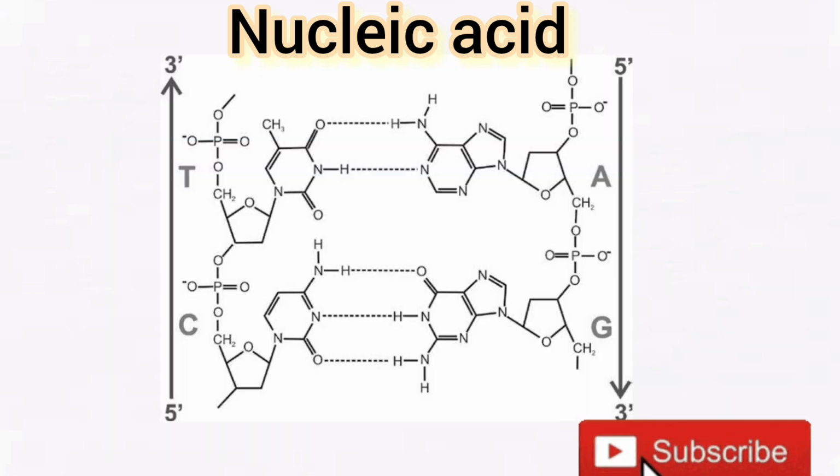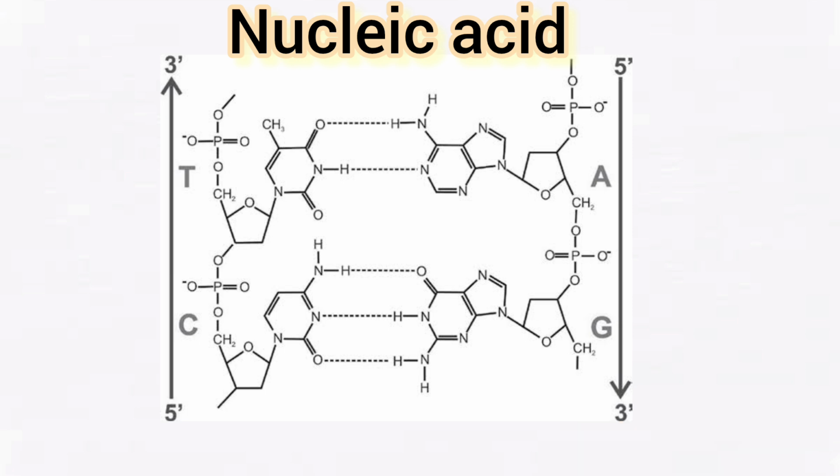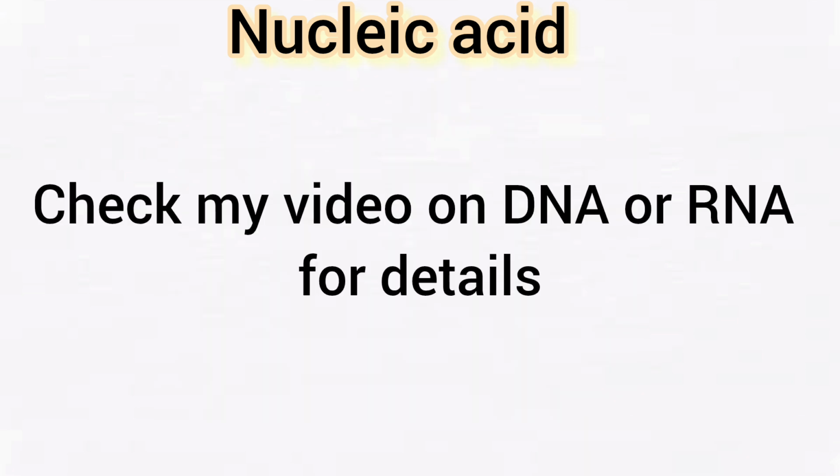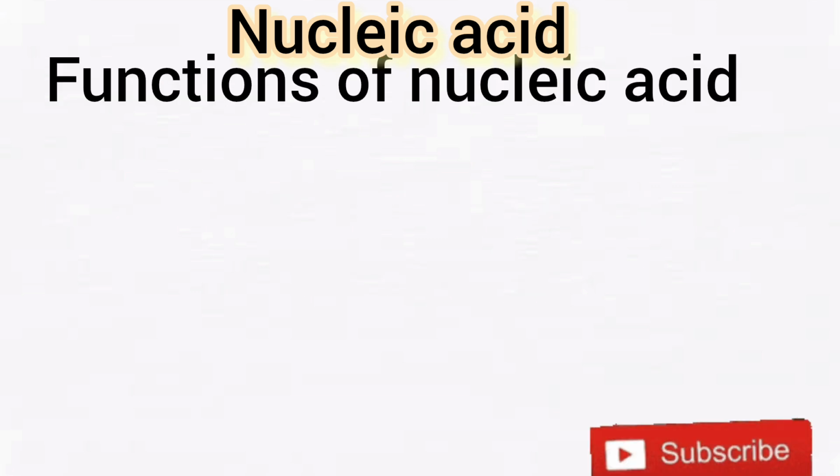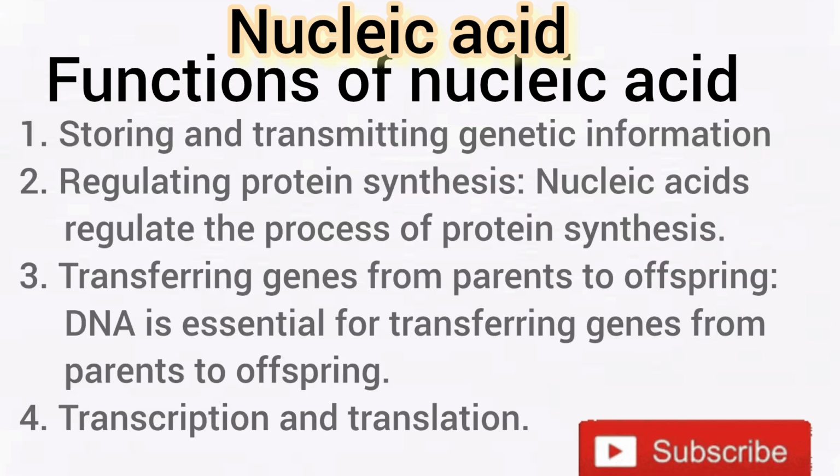Other bond present in nucleic acid is hydrogen bond. For details of the RNA and DNA structure, check my videos on RNA and DNA. This video is basically the overview of nucleic acid. What are the functions of nucleic acid? They actually store and transfer genetic information, regulate protein synthesis. They also carry out gene transcription and translation, as well as transferring genetic information from parents to offspring.